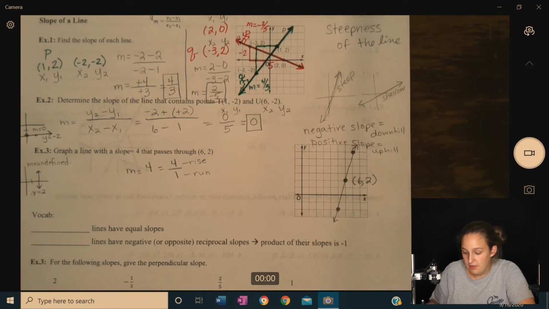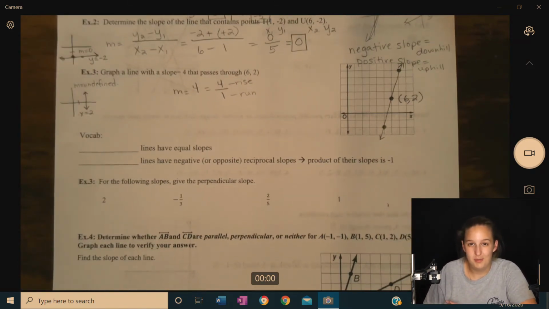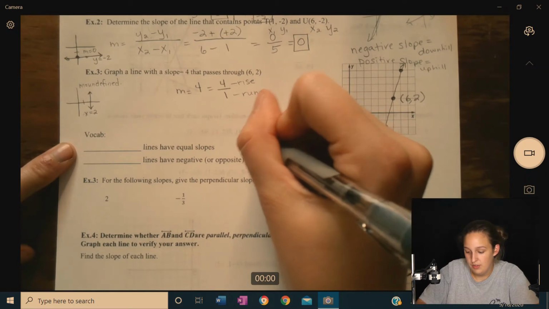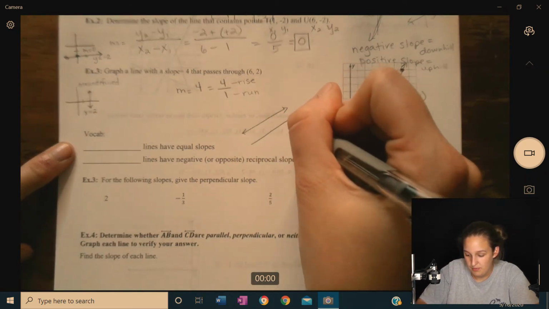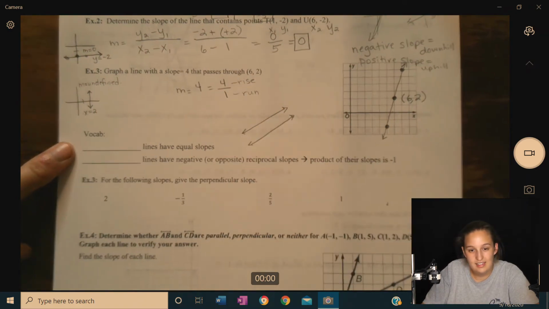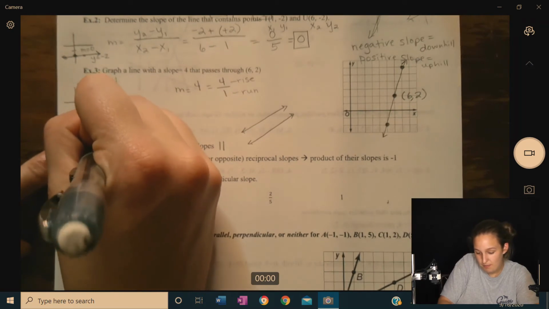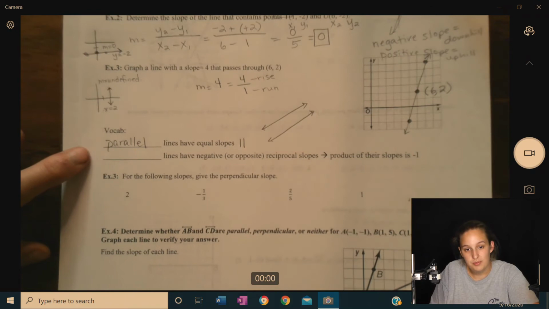All right, another thing that we want to talk about with this, which leads more into the geometry of this part, because I know this is an algebra review. But we want to look at these two things. So if lines have equal slopes, so this would be one slope. If they have the same slope, what are these lines? Parallel. So these parallel lines have equal slopes.